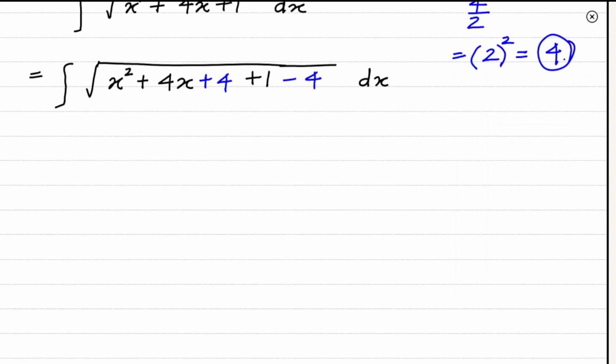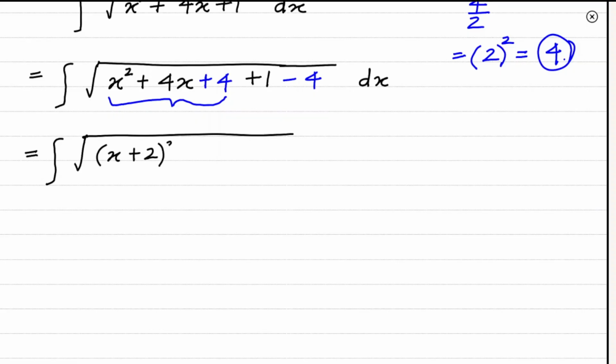Now notice that the first three terms inside of this square root are a complete square, which is why this method is called the completing square method. They are nothing but x plus 2 the whole square. So this integral will become square root of x plus 2 the whole square, and 1 minus 4 is nothing but minus 3, and we are integrating obviously with respect to x. The beauty of completing square is that after doing the addition and subtraction of that resultant number, the first three terms will always form a complete square like you see here.